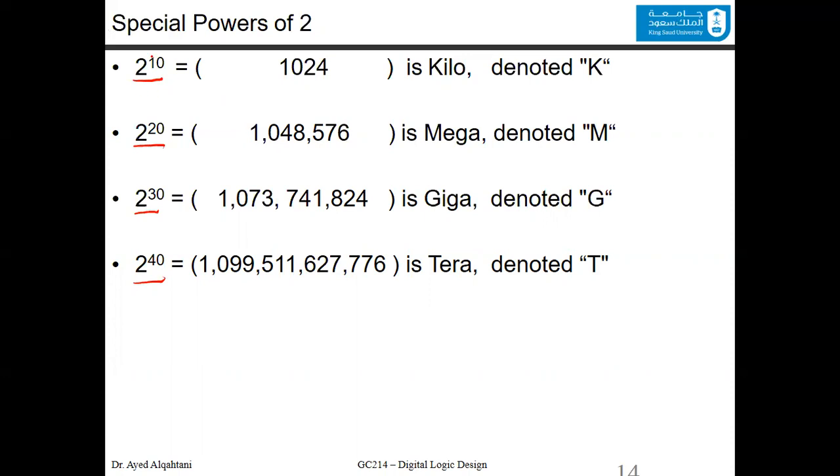If you want to find these values, you can use a calculator, and you see that 2 to the power of 10, which is 2 multiplied by itself 10 times, is 1,024. 2 to the power of 20 is 1 million something. 2 to the power of 30 is 1 billion something. And 2 to the power of 40 is 1 trillion something, as you can see here. So it goes thousands, millions, billions, and trillions.